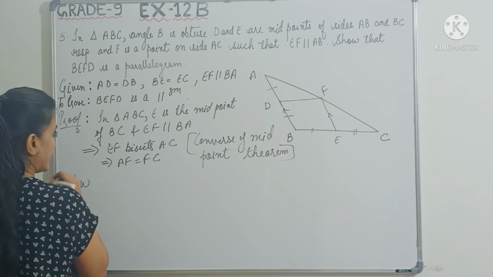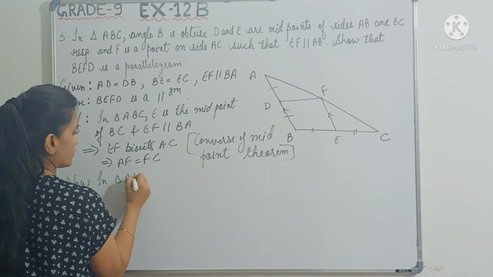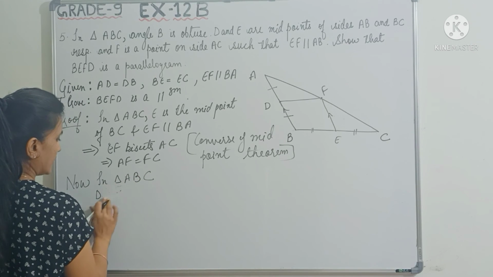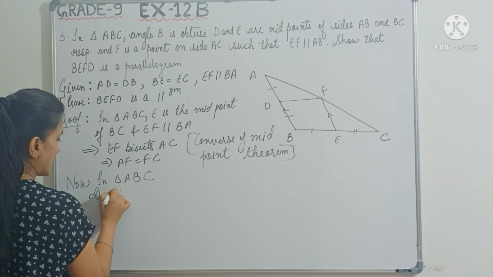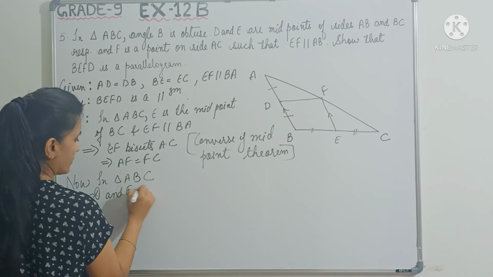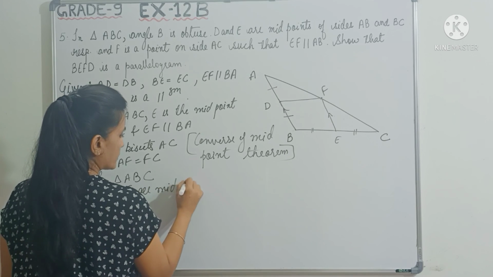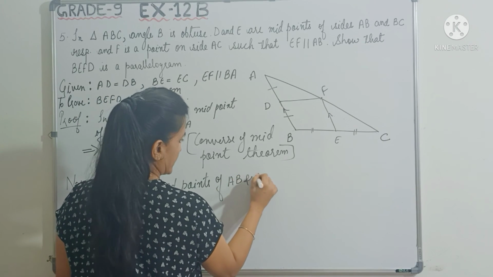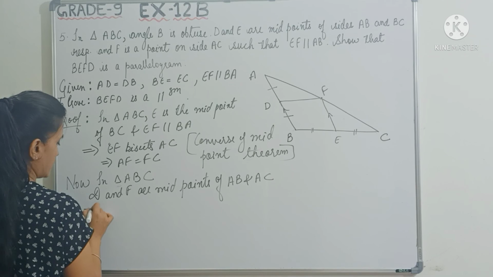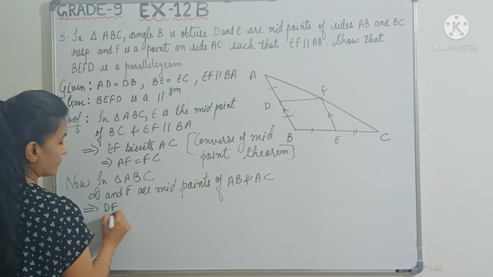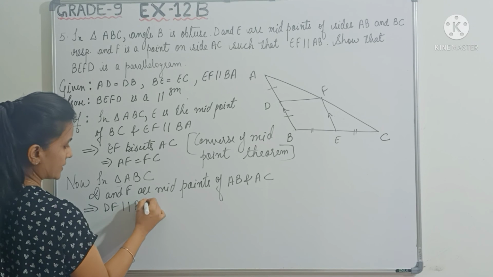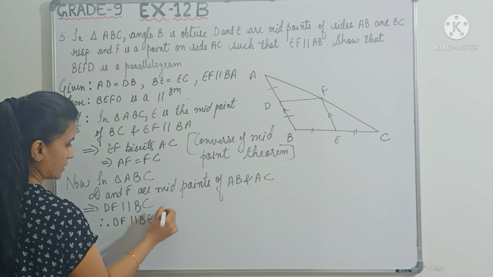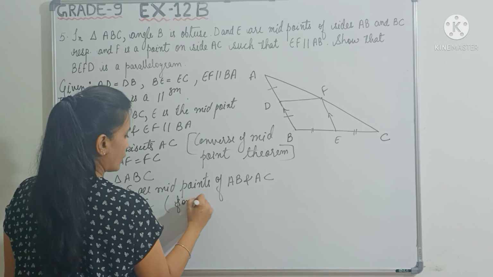Now again in the same triangle, in triangle ABC only, we can write down D and F are midpoints of AB and AC. This implies DF will be parallel to BC. Therefore, DF will be parallel to BE. From midpoint theorem.